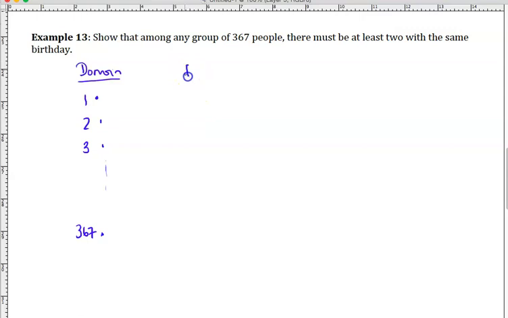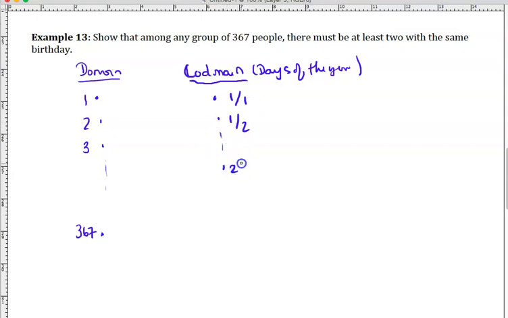My codomain is the days of the year, right? So we could have January 1st, January 2nd, February 29th, December 31st, right? So in the codomain, there are 366 different days in the year, including February 29th.